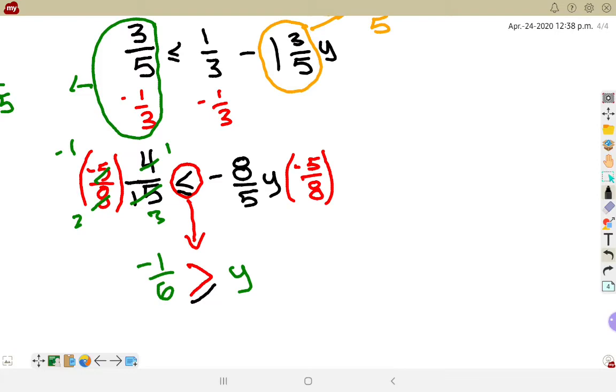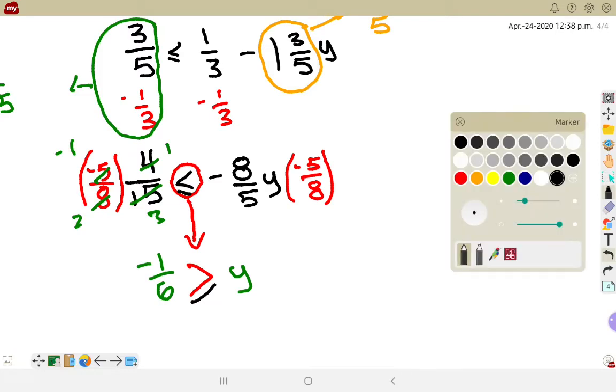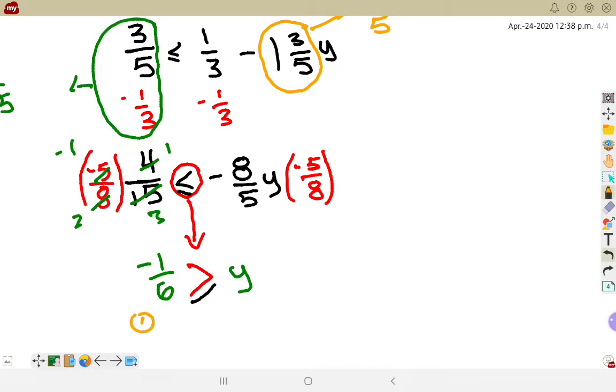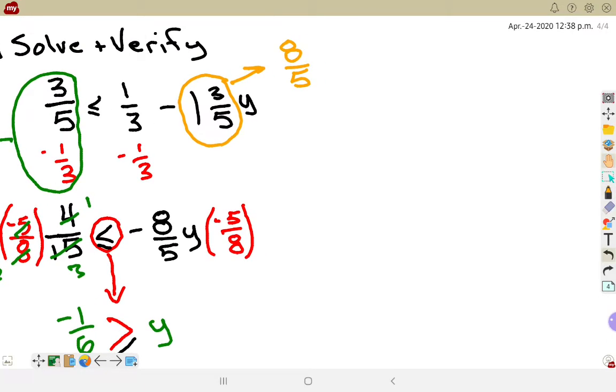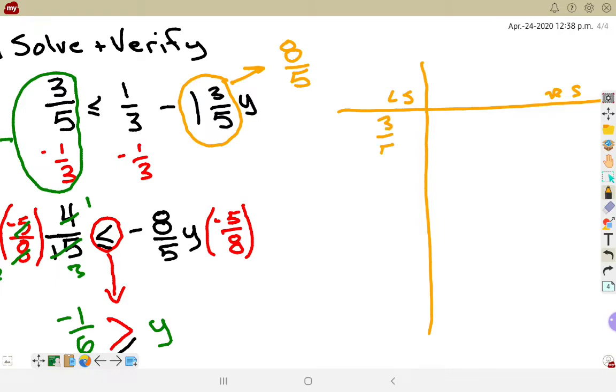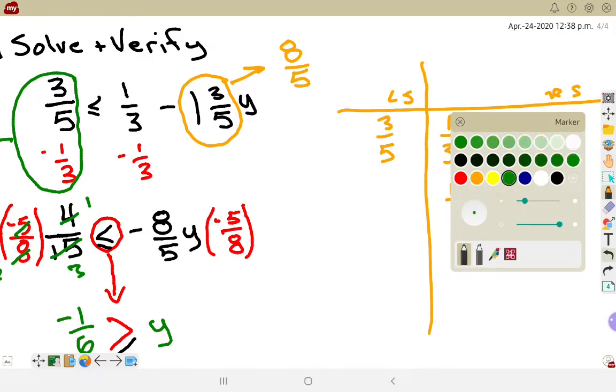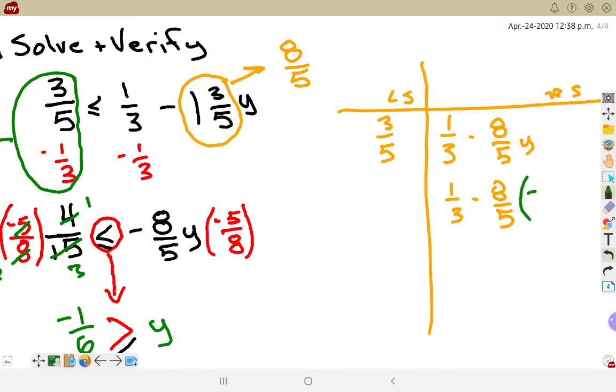Alright, so first thing we're going to do is check that that is the right boundary point. So we're going to check on the left side and the right side. This time the left side started out as something nice and easy. It's just 3 over 5. On the right hand side we had 1/3. We took away 8/5 times y. Now I'm going to replace that y with -1 over 6.